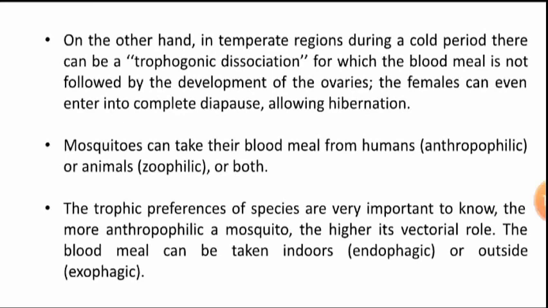On the other hand, in temperate regions, during a cold period, there can be a trophogenic dissociation, in which the blood meal is not followed by the development of the ovary. The females can even enter into complete diapause, allowing hibernation. And the mosquito can take their blood meal from humans or animals or both. The trophic preferences of species are very important to know.